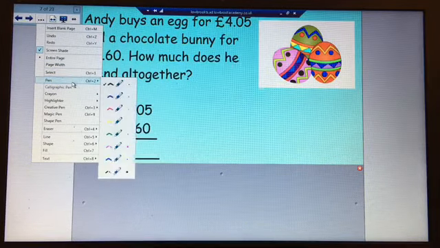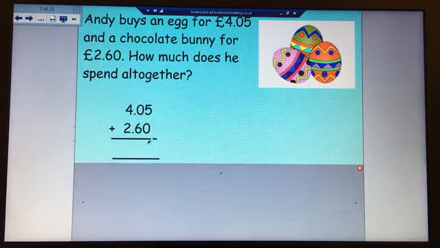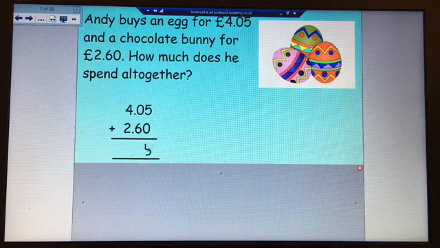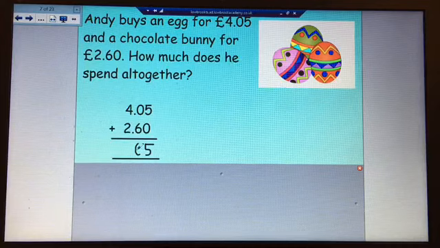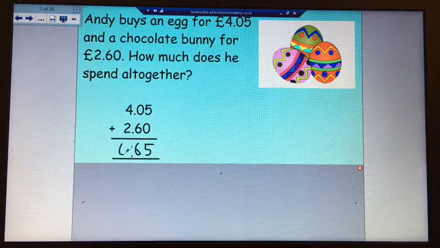5 plus 0 makes 5. 0 plus 6 makes 6. Don't forget your decimal point. And 4 plus 2 makes 6. And I'm going to put a pound sign in altogether.